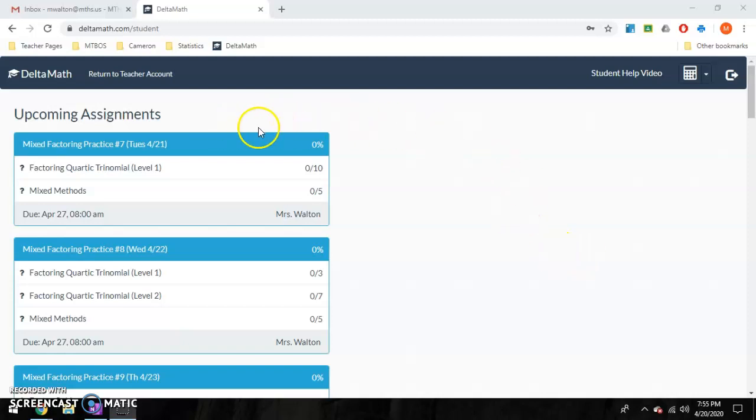Today we are going to be learning a new type of factoring that actually combines the skills that we've had before. So let's go ahead and take a look.